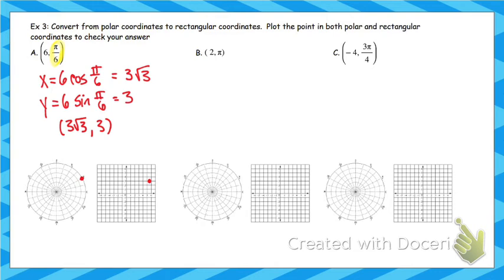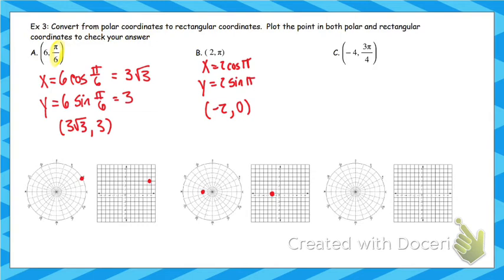All right, let's look at 2, pi. Okay, 2, pi. So we'll do x equals 2 cosine pi and y equals 2 sine pi. So the cosine of pi is -1, so that's going to be -2, 0. So again, if I want to graph this, I'm going to go to the angle pi and go 2 rings out. If I want to plot the point -2, 0, those points look pretty similar.